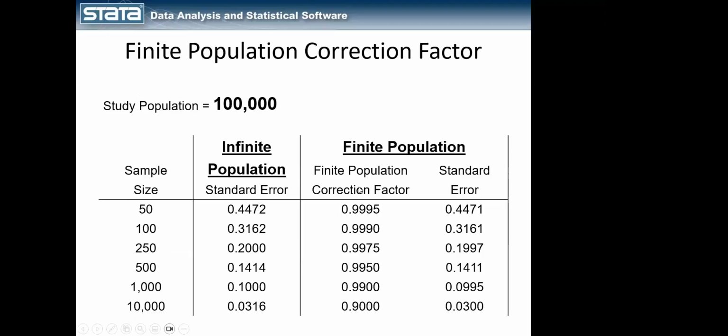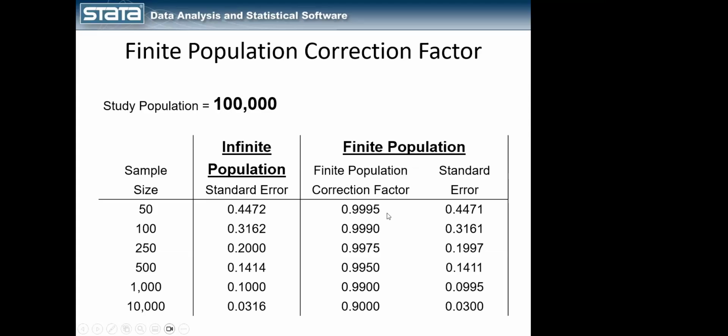So the third column is the finite population correction factor for a sample of size 50 from a population of 100,000, or a sample of size 100 from a population of 100,000. So that's the value of the FPC in the third column. The fourth column is the standard error adjusted for that FPC. So if we compare these, first off, let's look at the third column. The FPC for a sample of size 50 is 0.9995.